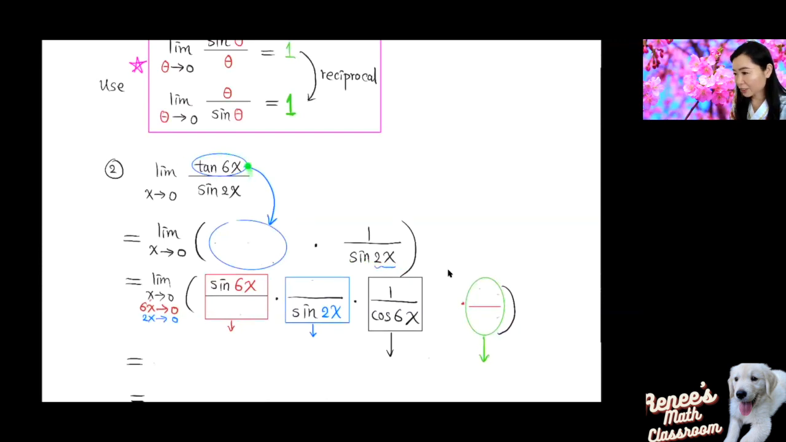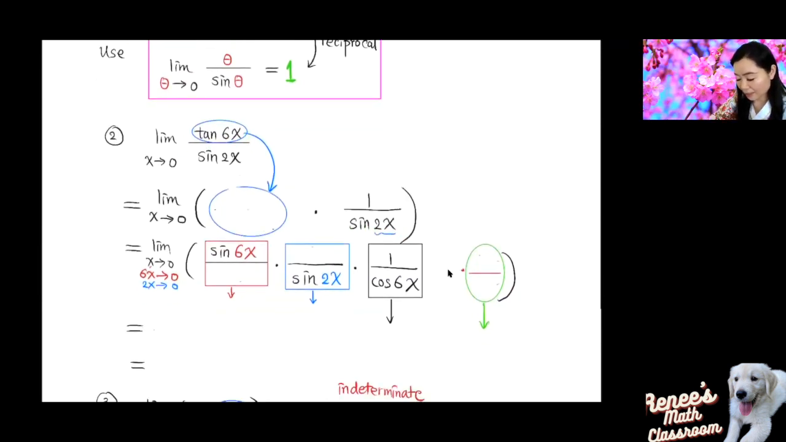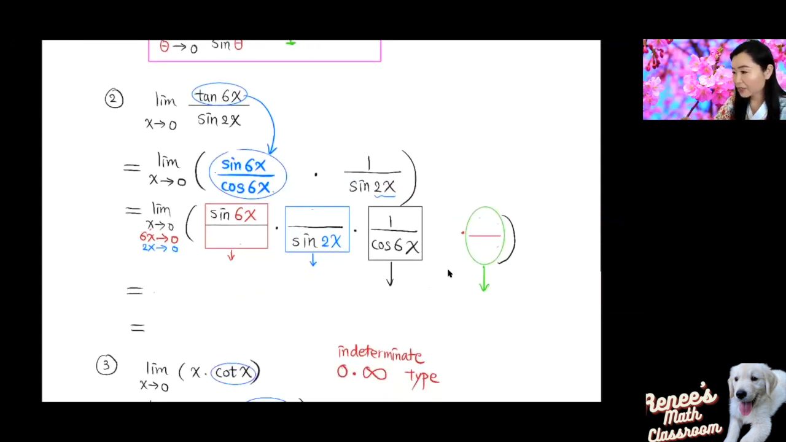But for the tangent 6x, we can express this as sine over cosine, right? So that will be sine of 6x over cosine of 6x. Tangent is sine over cosine. Now we're going to do the mix and match, okay? So we have this sine of 6x over here. So let's put it down.